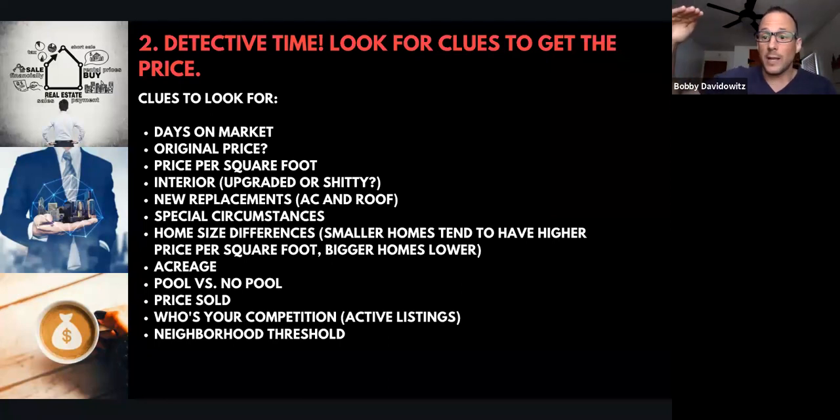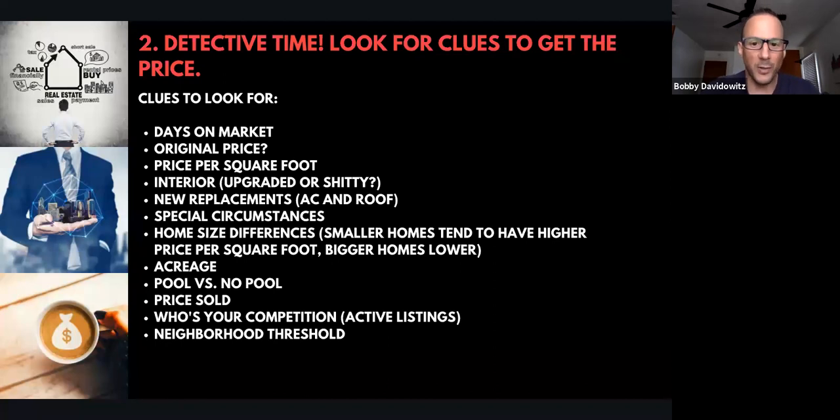So days on market, what was the original price of that property? Is that why it sat? Because they overpriced it? Let me see where they priced it initially. Price per square foot. Price per square foot is my number one indicator of how I come up with numbers. It's the best way to compare apples to apples. I can take different square footages and use a price per square foot to come up with my numbers. I'll talk more about that in a minute.